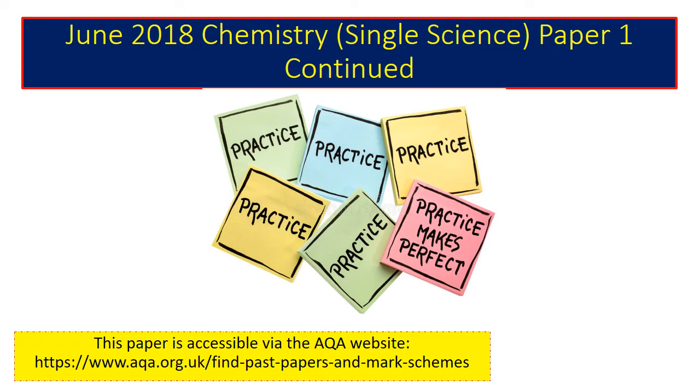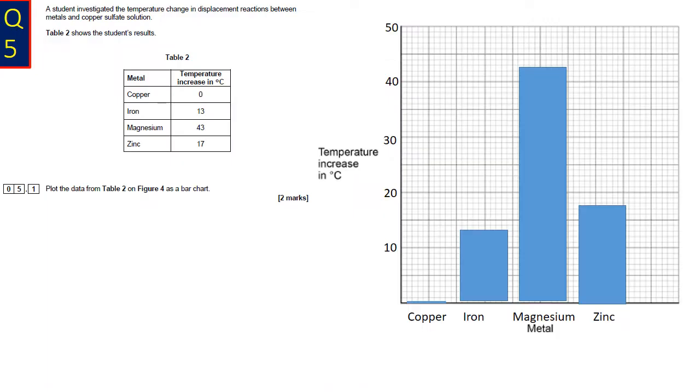So this is part 2. This is going through the second half of the June 2018 chemistry paper 1. So this is for triple scientists. You can find the paper on the website shown, and you can have a go and mark along as you see fit. So we're given some data about temperature changes in displacement reactions with copper sulfate solution and different metals.